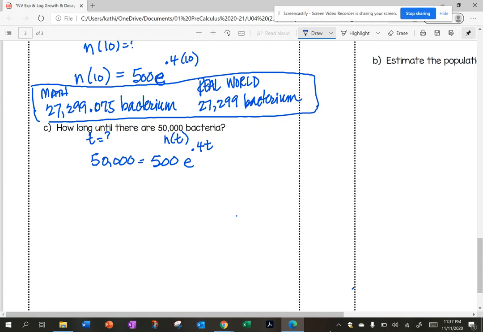Okay, so I have an exponential equation. My variable is in the exponent, and I want to solve for the variable. So I need to undo the exponential equation. And I do that by taking the inverse, which is a logarithm. But I can't do that until I have a 1 before the base. So the base is e, and I need to have a 1 before the base. So I first have to divide by 500.